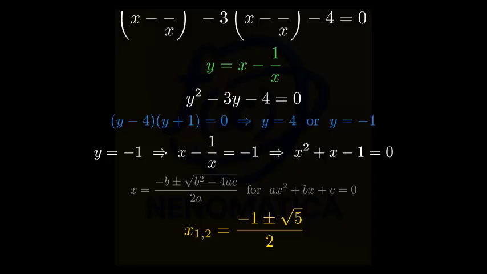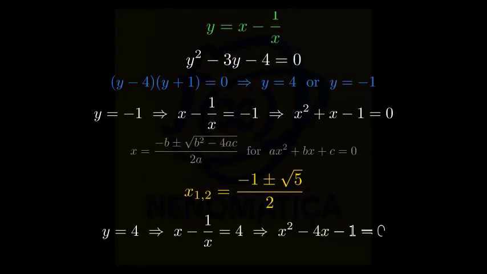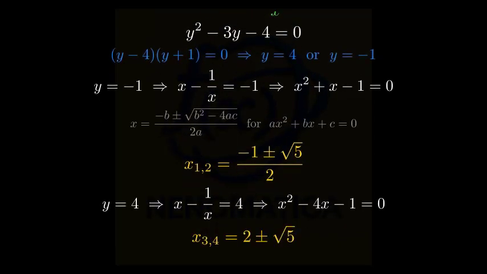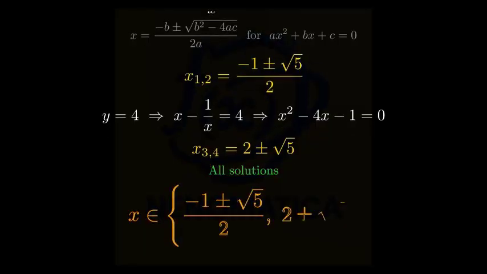Step 6, case 2. If y equals 4, then x minus 1 over x equals 4. Multiplying both sides by x gives x squared minus 4x minus 1 equals 0. Solving, x equals 2 plus or minus square root of 5. Finally, we gather all 4 roots. The solutions are negative 1 plus or minus square root of 5, all over 2, and 2 plus or minus square root of 5.